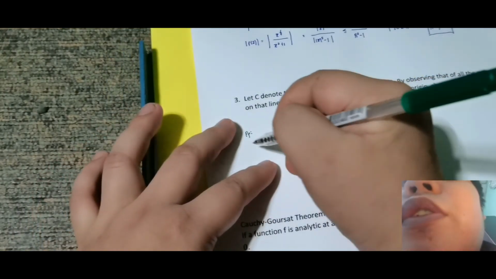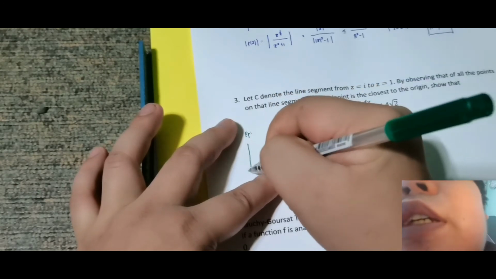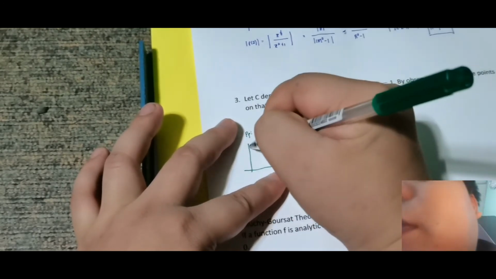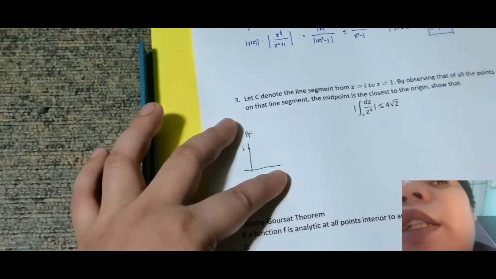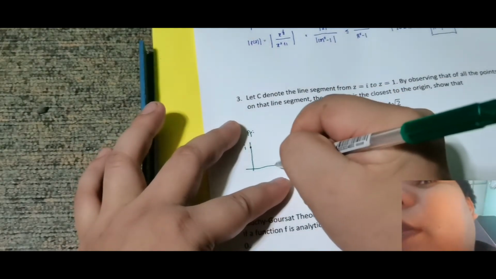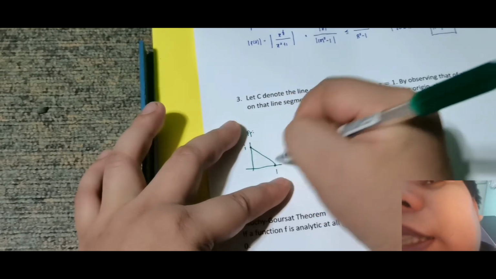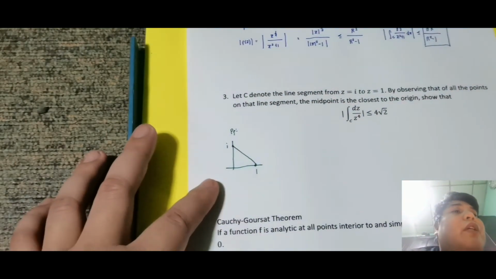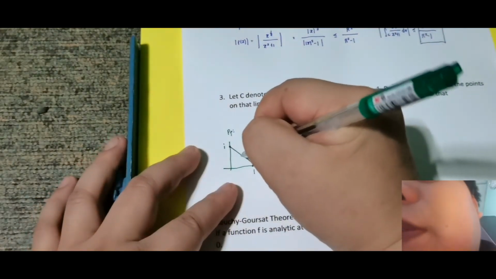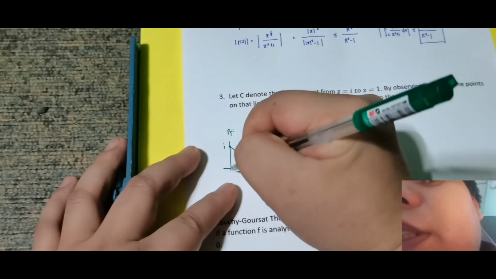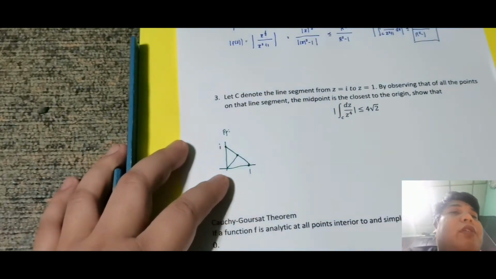Okay, so una i-drawing ko siya. Siyempre, kung ito yung origin, so assuming ito yung i, kasi from i to z, ito yung 1. Okay, so dahil line segment, drawing tayo ganyan, hindi circle. Okay, so sabi niya, yung midpoint daw niyan is ito. Yun yung pinaka-close along sa center natin. Okay, so yun yung midpoint.